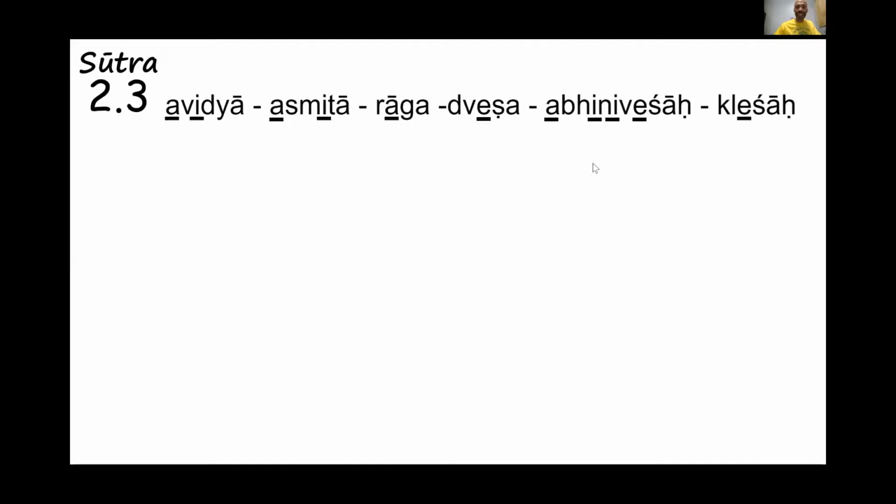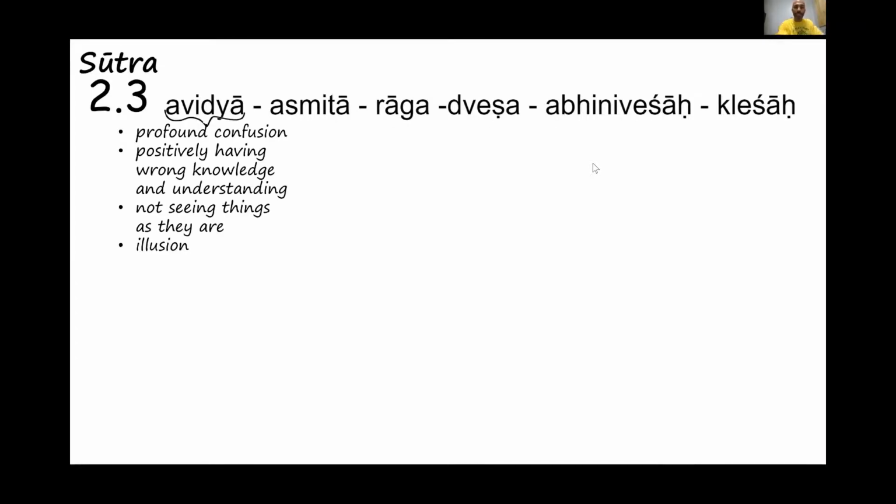So we're talking about the kleshas now. And each one of these represents the 5 kleshas: avidya, asmita, raga, dvesha, abhinivesha. Those are the kleshas, and you see the word klesha at the very end because before that is what we're describing as the kleshas. Okay, and the very first klesha is avidya. What does avidya mean? It means profound confusion.